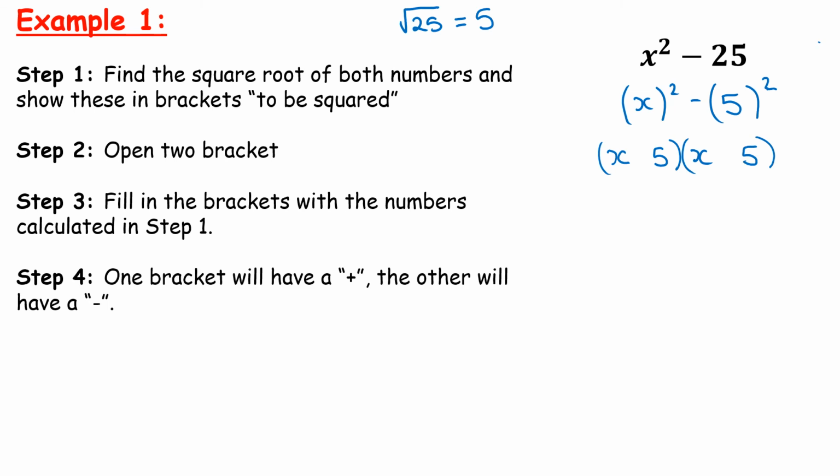The last step is one bracket will have a plus and the other bracket will have a minus, because that is how we end up with this special quadratic: the numbers in the brackets are the same but the signs will be different. And that's it.